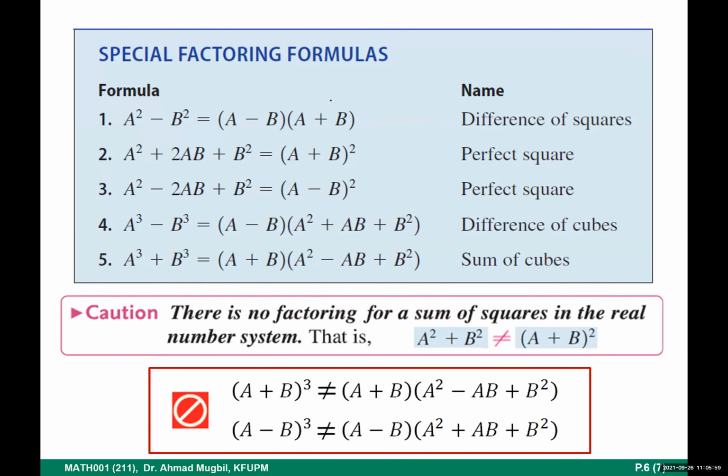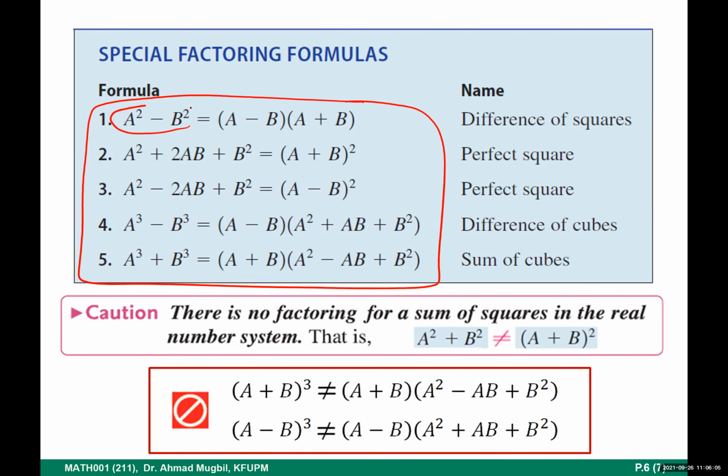So these are your tools that you are going to use in factoring. When you have two terms: difference of squares, difference of cubes, sum of cubes. There is no factoring for sum of squares. And you have, of course, when you have a trinomial that is a perfect square. Be careful about such errors like this.